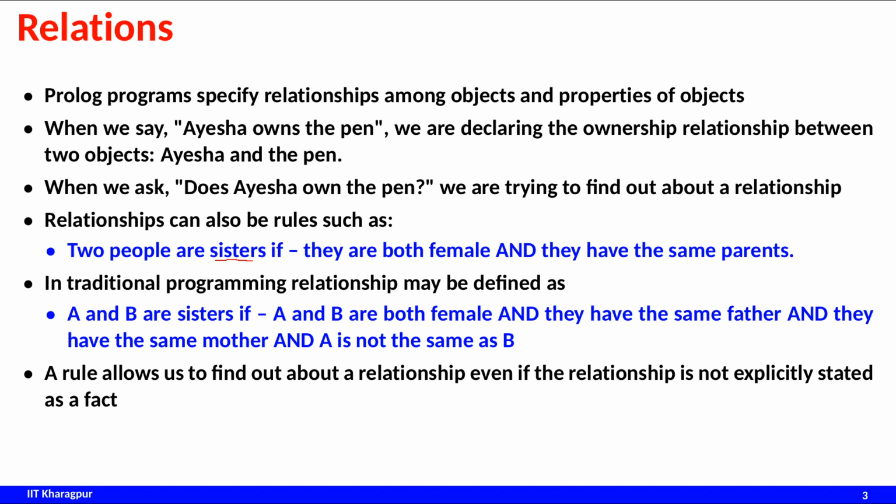But in a traditional programming language, the same relationship can be defined in this manner. I take two instantiations like A and B. They are sisters if A and B are both female and they have the same father and the same mother, and A is not the same as B. So this is an explicit declaration of the relation, and here we try to define the relationship in a generic way. A rule allows us to bind the relationship even if the relationship is not explicitly stated as a fact.